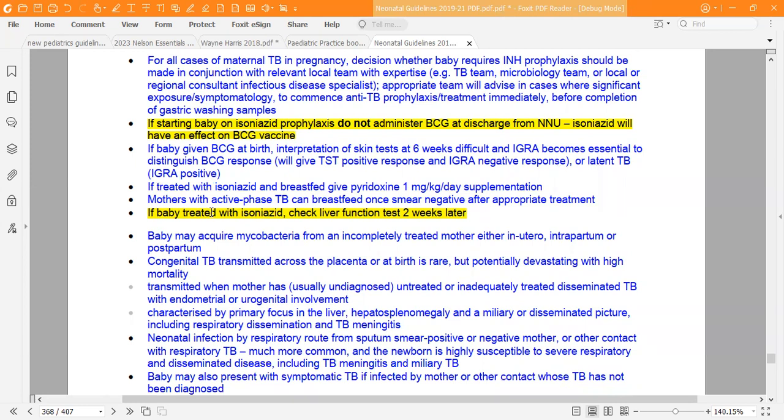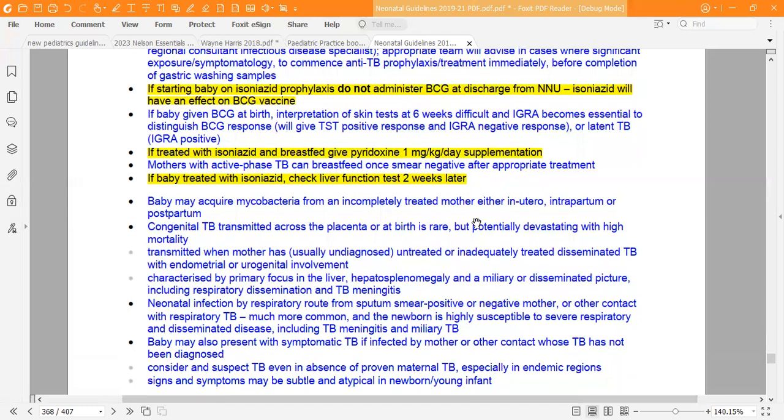If treated with isoniazid and breastfed, give pyridoxine 1 milligram per kg per day supplementation. Again, this is a very important point; they mentioned it many times in the guideline. Mothers with active phase TB can breastfeed once smear negative after appropriate treatment. If the baby is treated with isoniazid, check liver function tests 2 weeks later. So if we commence isoniazid for the newborn baby, we have to check the liver function test 2 weeks later.